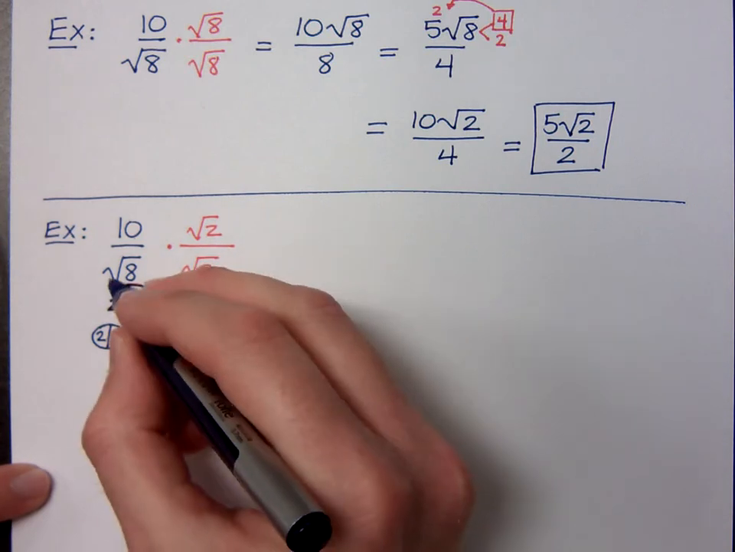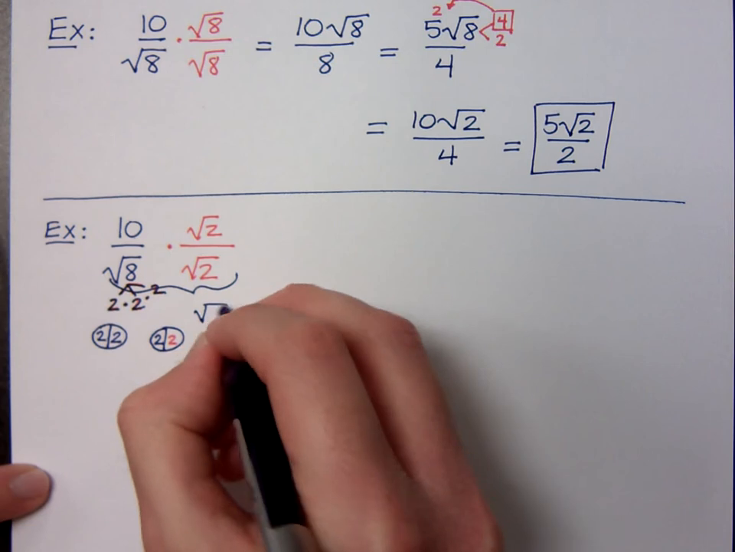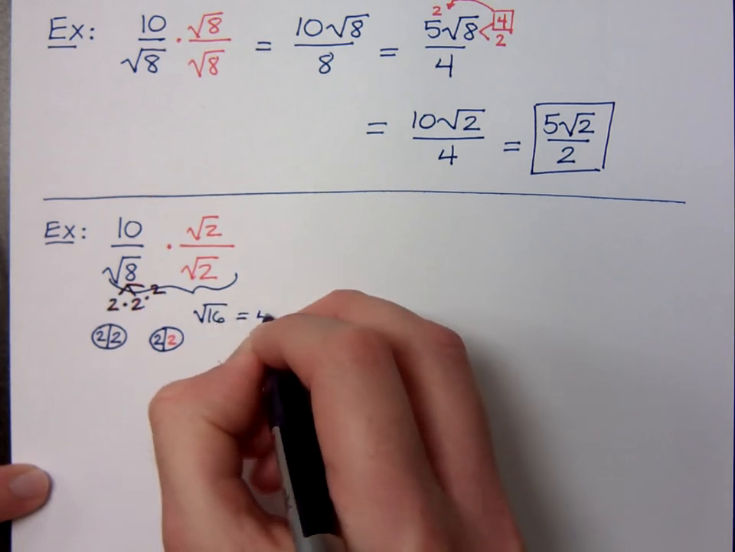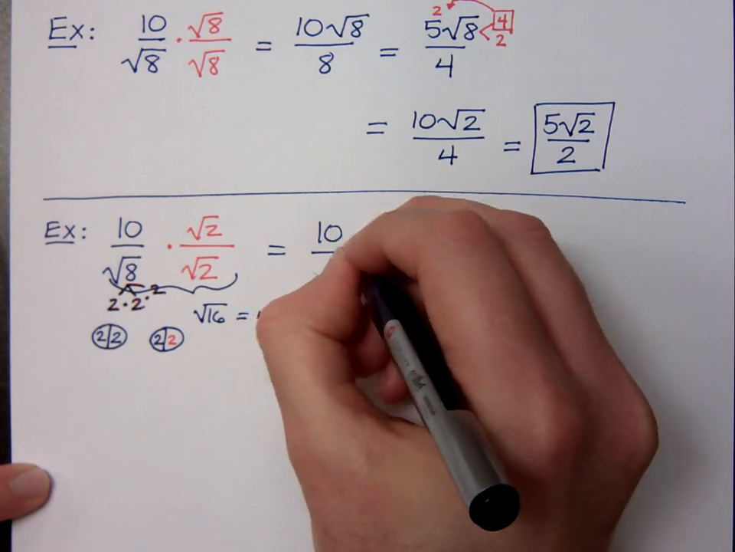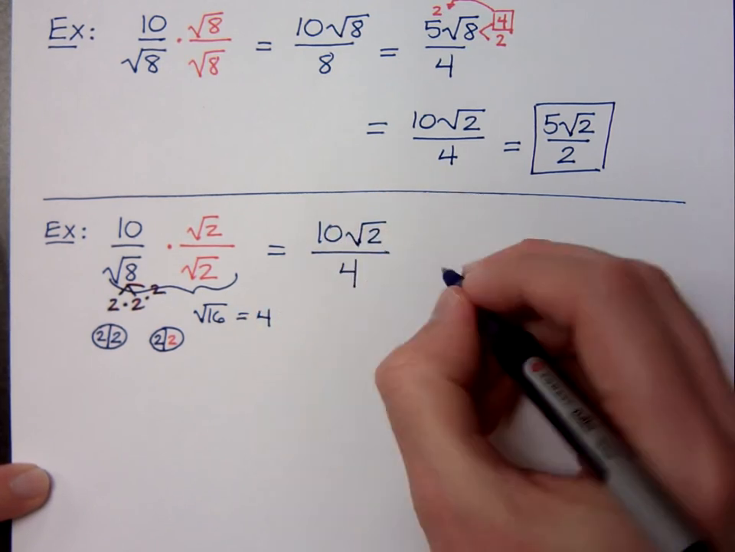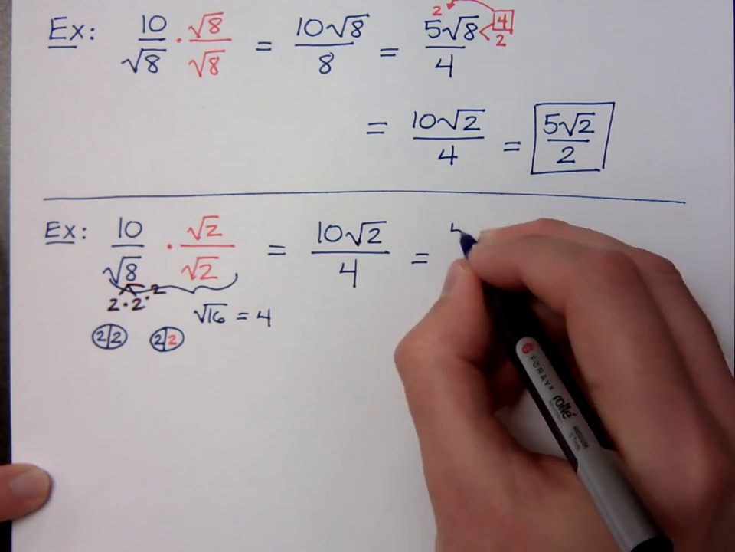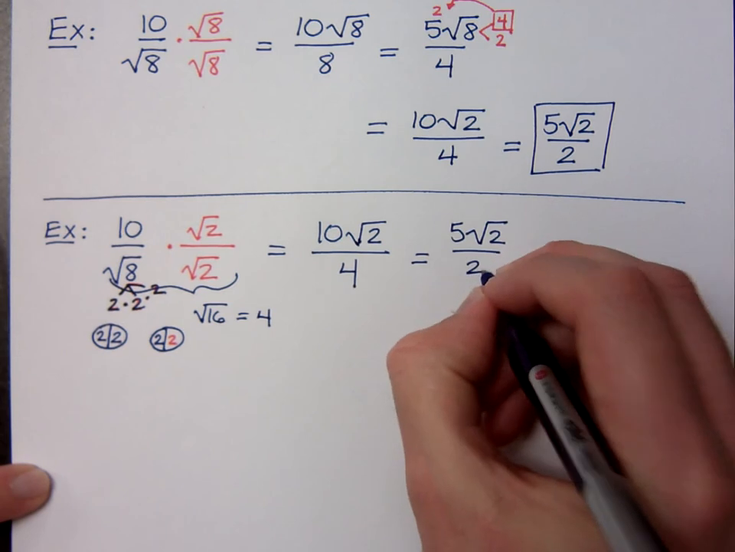So what happens when I multiply these radicals together? I get the square root of 16, which equals 4. So that means in my problem here, my numerator is 10 square roots of 2 over 4, and that reduces to 5 square roots of 2 over 2.